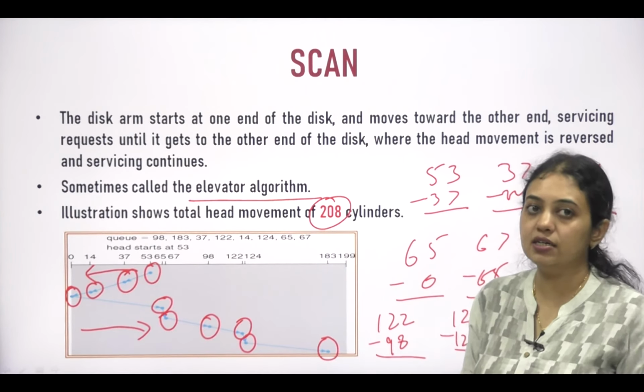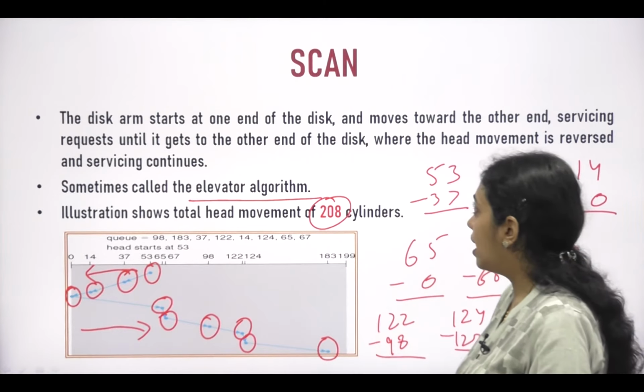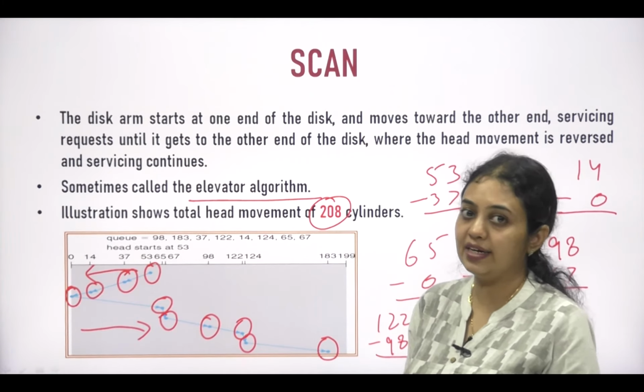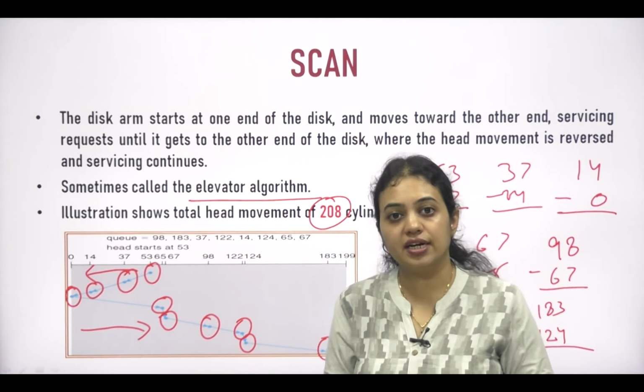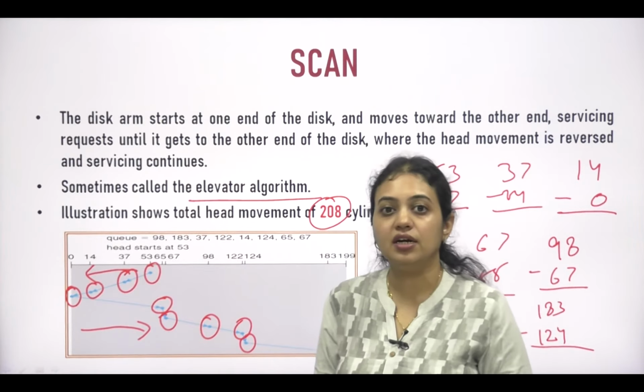Just by summing up all the head movements, calculating this way, we will get the total head movement of 208 cylinders here, right. So, this is your SCAN algorithm, in which the head moves in one direction and services the requests that come on the way. Another name of this is the elevator algorithm.